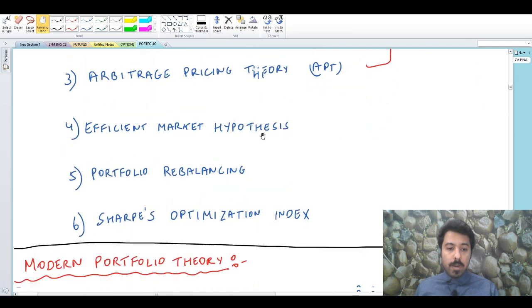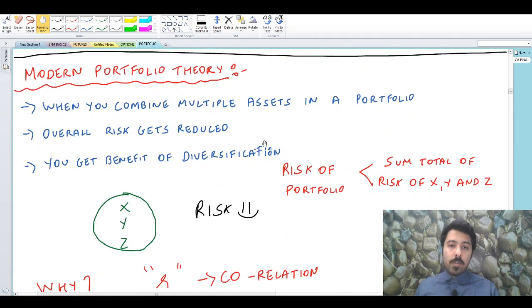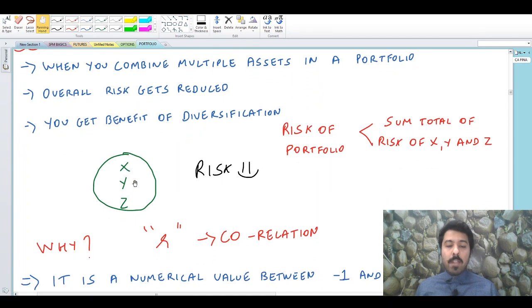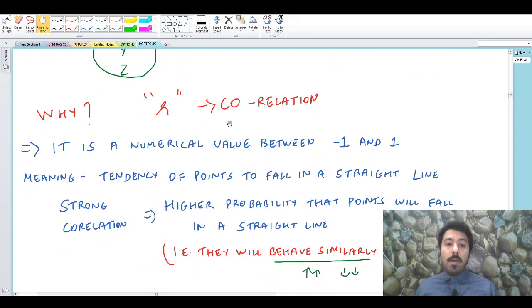Okay, so let's begin with the first topic, modern portfolio theory or Markowitz portfolio theory. What does this say? It says that when you combine multiple assets in a portfolio, the overall risk gets reduced. You get the benefit of diversification. For example, you have X, Y, and Z three stocks. If you combine all of them, the overall risk will get reduced. So the risk of the portfolio will be less than the sum total of risk of X, Y, and Z. Why does that happen? That happens because of R, correlation.